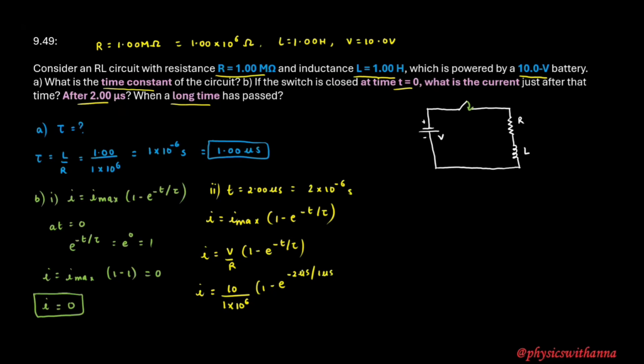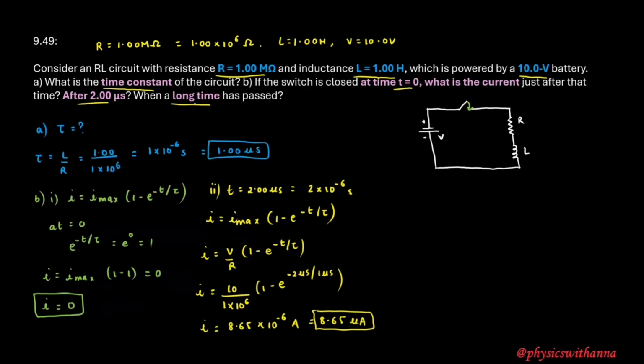Now, since this is a ratio of two quantities which have the same unit, the units will cancel. The multipliers over here will cancel. I don't need to write them as 10 to the power negative 6. That gives you I to be equal to 8.65 times 10 to the power negative 6 ampere, or you can write this as 8.65 microampere.